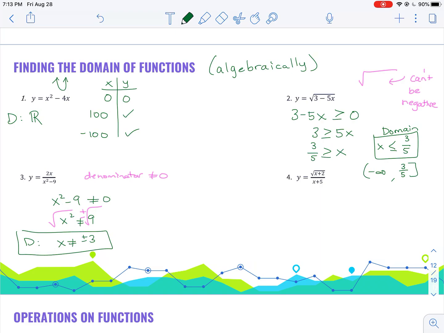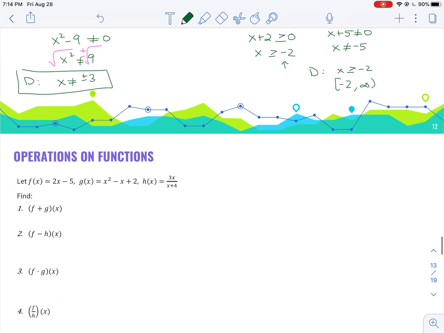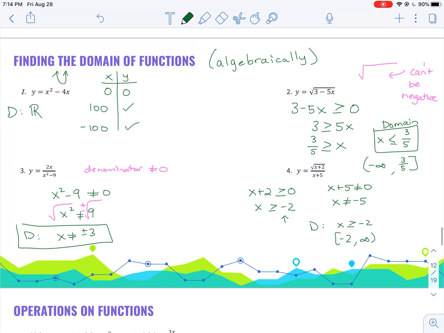For number 4, you've got a double dose because you have a radical, so you have a square root. That means x plus 2 has to be greater than or equal to 0. If you solve this, x has to be greater than or equal to negative 2, but you also have a denominator. X plus 5 can't be 0, so x cannot equal negative 5. Well, x has to be greater than negative 2, so you're already good to go. This is the only domain you need. So your domain is x greater than or equal to negative 2, or in interval notation, from negative 2 to infinity. You can go and graph all of these on Desmos if you want to check to see if we got the right domains.